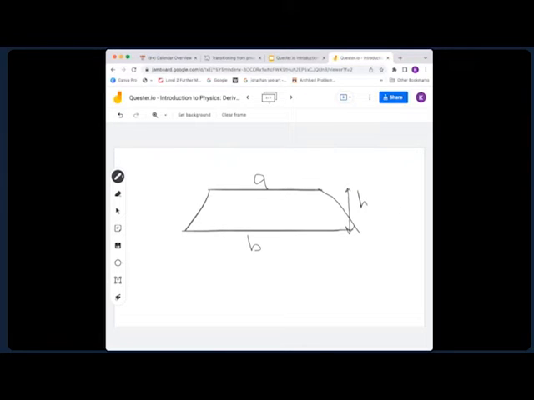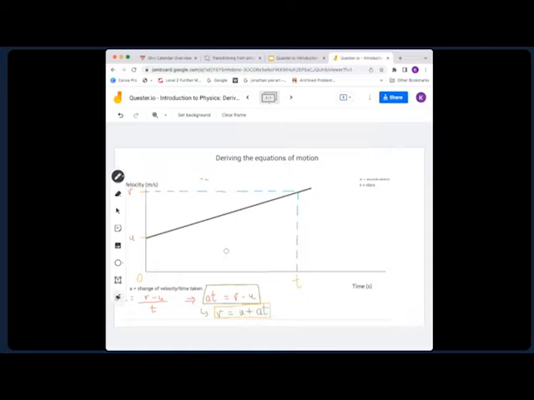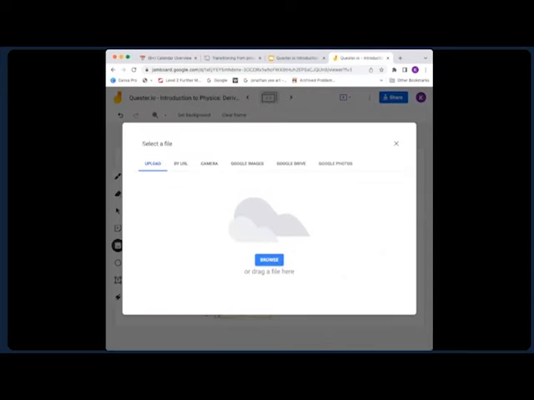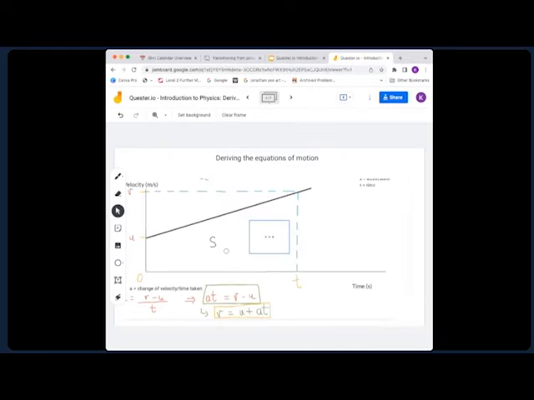So who can give me the formula of a trapezium? Yeah, I'm seeing the correct thing: one half, A plus B, times H. Okay, cool. So how can you use the formula of a trapezium to find the area underneath the graph? Let's call the area underneath the graph S. I'm also going to take another screenshot of this because I just lost it. So what is the area underneath the graph in terms of S, U, V, A, and T?